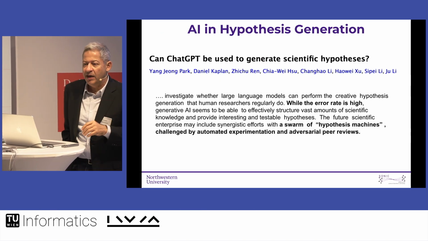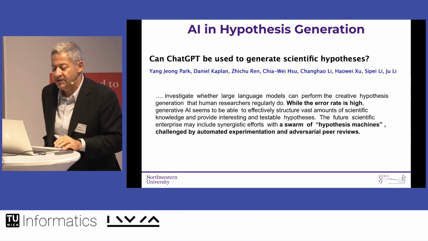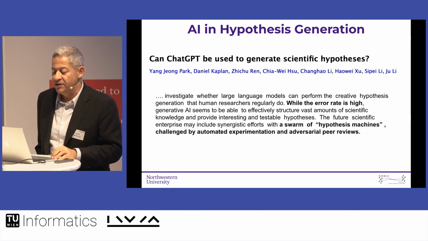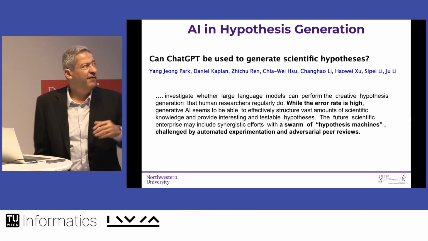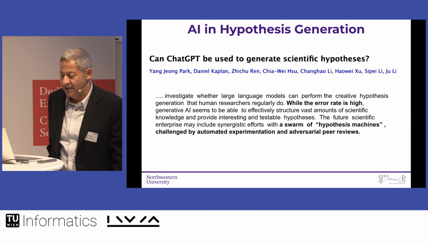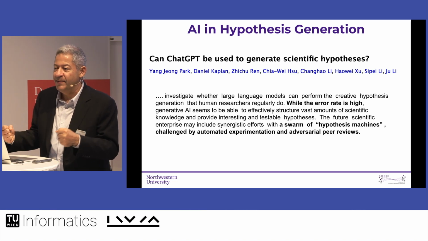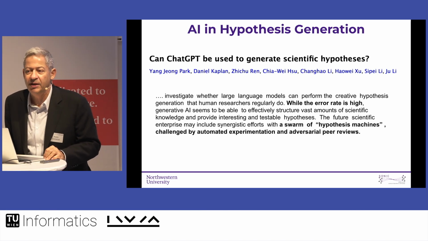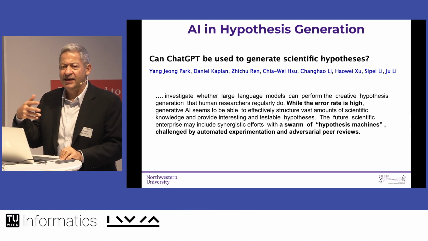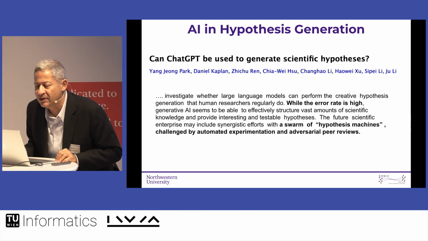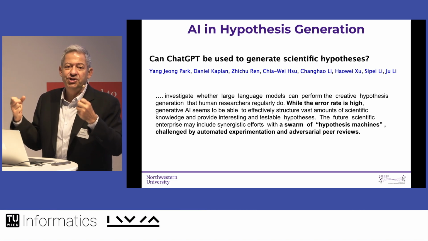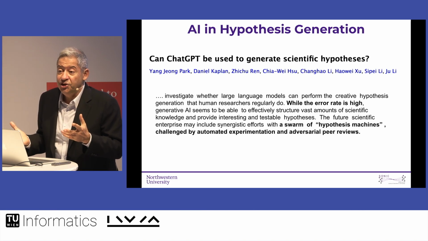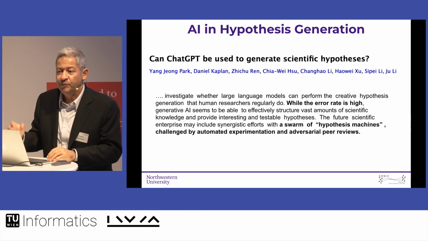Here is an example of an article that focuses on AI and hypothesis generation. Can GPT be used to generate scientific hypotheses? It says it does, while the error rate is high. It talks about a swarm of hypothesis machines that can be challenged by automated experimentation and adversarial peer reviews. So you begin to see people thinking quite differently about how we can come up with hypotheses and use Gen AI to ingest as much of the existing literature as possible and potentially suggest hypotheses, not always well, hence the high error rate.